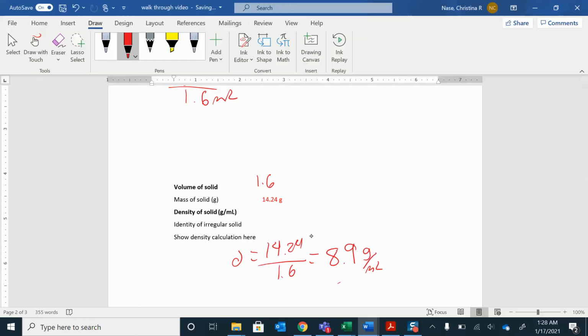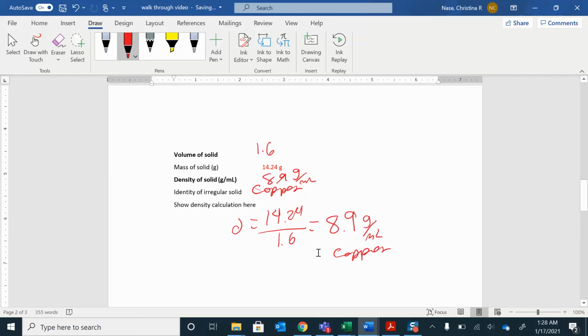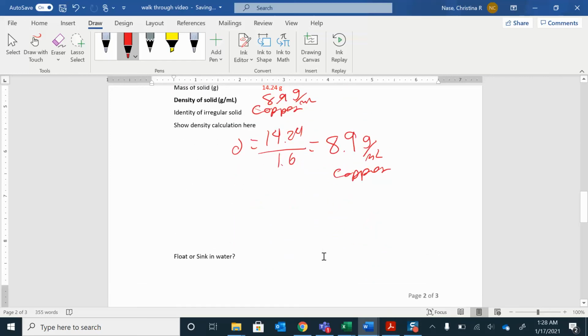So it's copper. Oops, sorry, over here, copper and 8.9 grams per milliliter. And that's my calculation. And what do you think about this guy? Is he going to sink or is he going to float? He's greater than 1, so he's going to sink.